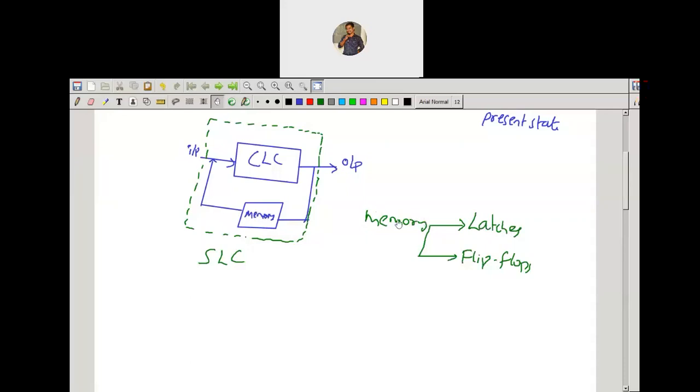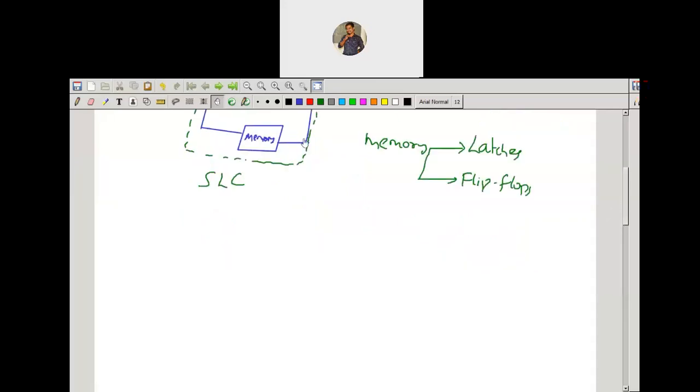So for storing data, we are going to use latches or flip flops. That is, we have to store the information that is to be fed back to the input side. For these memory cases, the examples are the latches and flip flops. So let me give the definition for a latch here. Let's talk about the latches first, and after that we'll go with the flip flops.